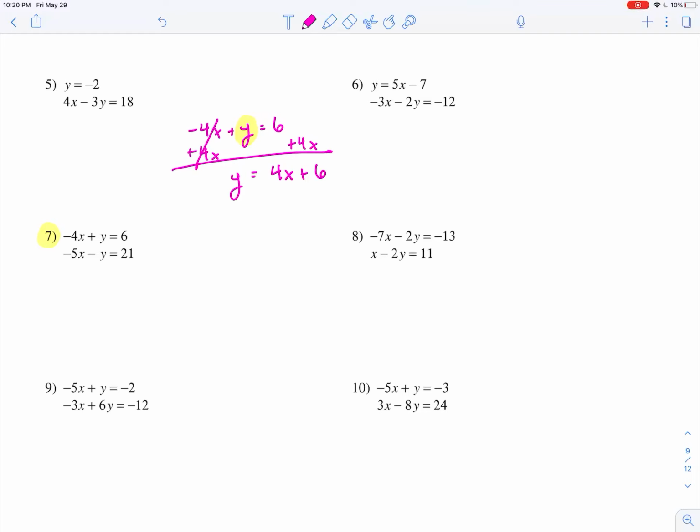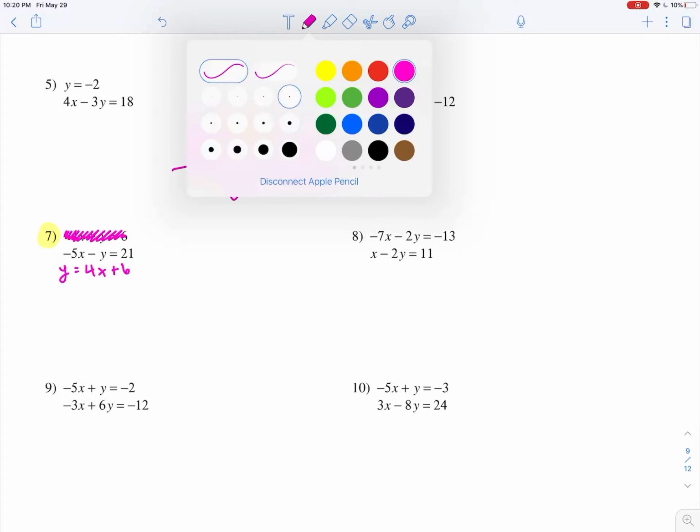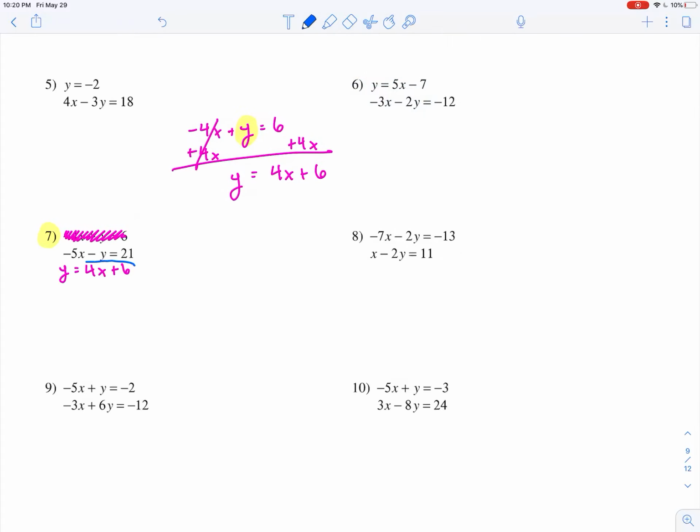And now I've rewritten my problem. So I can forget this for now, and then I'm going to rewrite it. y is equal to 4x plus 6. And now that I know what y is equal to, I can go ahead and plug it in. I can plug in this value for y. And that's what substitution is all about. So let's go ahead and do that.